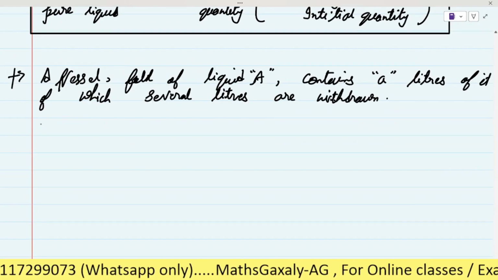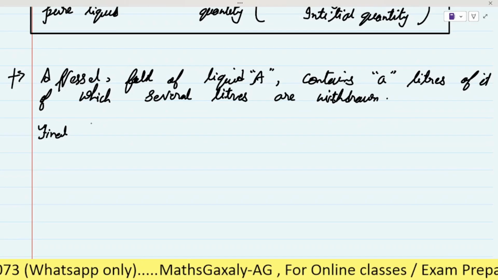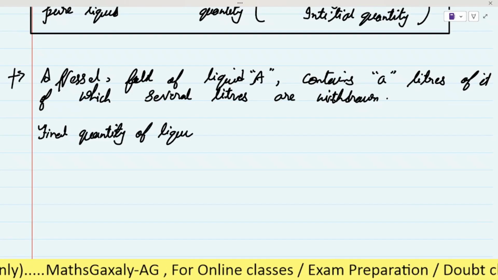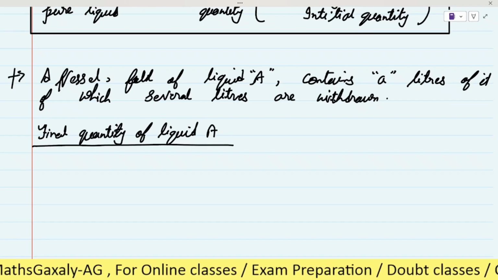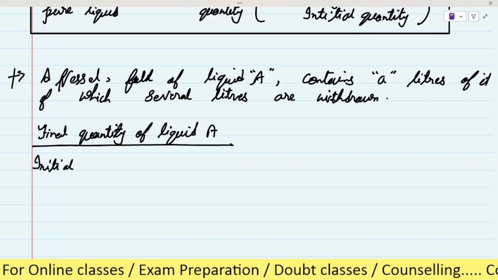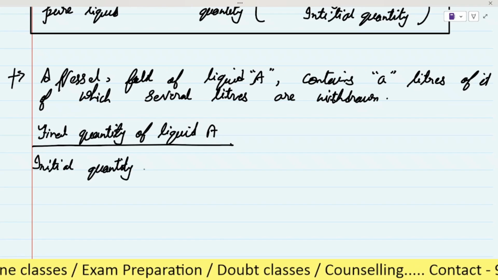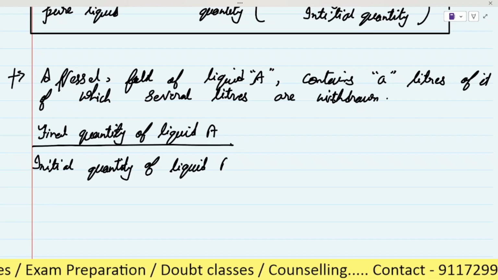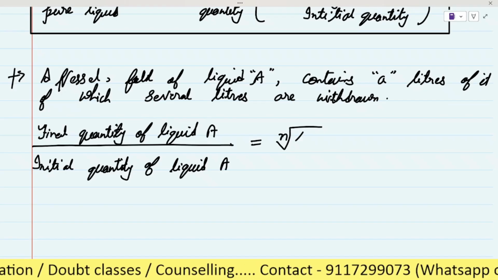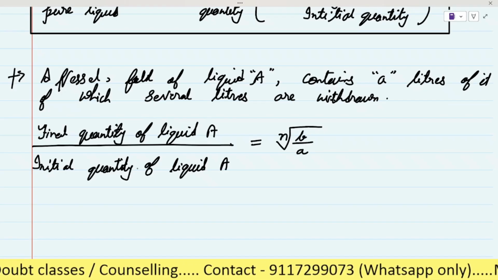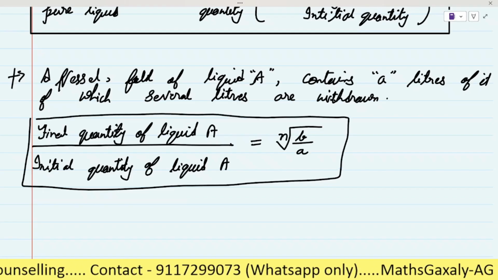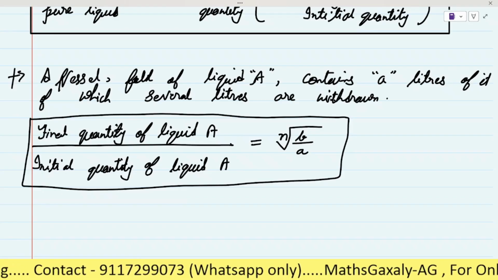Then see here, the formula will be final quantity of liquid A divided by initial quantity of liquid A equal to nth root of small b by A. So this will be the formula. By this formula we will find it.